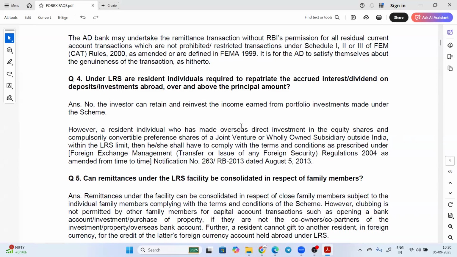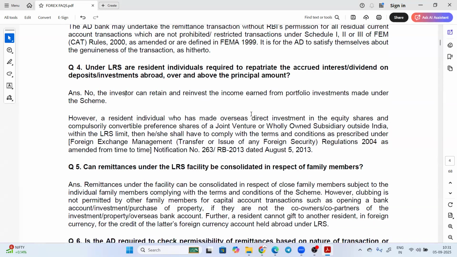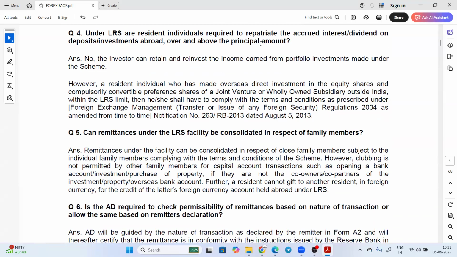So whatever the resident individual has earned, they have said no, the investor can retain and reinvest the income made. Whatever they have done abroad, and whenever they are getting it back, they have to follow the rules and regulations of the Transfer or Issue of any Foreign Security regulations.